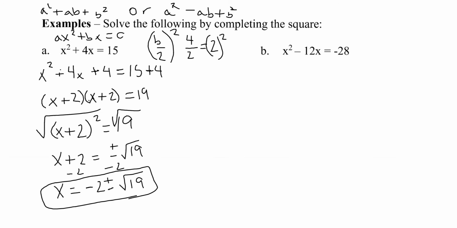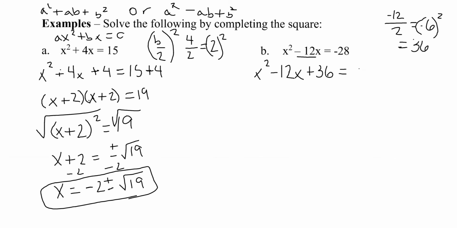Right now I need to figure out what I'm going to add to both sides. My middle term is negative 12. So I'm going to take negative 12 divided by 2, and I get negative 6. But when I square negative 6, it's going to give me a positive 36. So I'm going to add 36 to both sides. So I'll have x squared minus 12x plus 36 is equal to negative 28 plus 36.